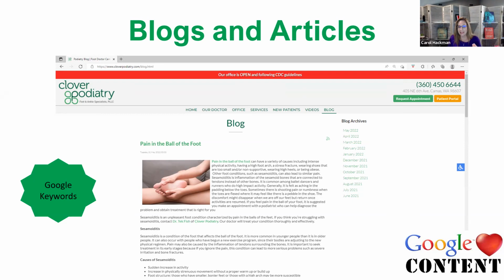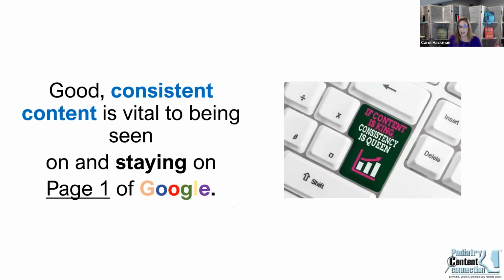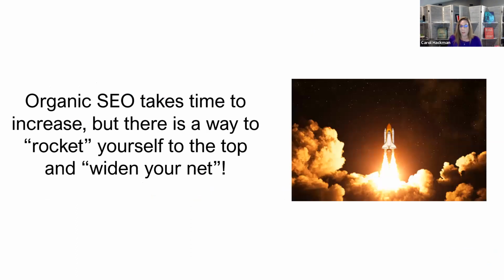Google loves that consistent content. Content is king, as Bill Gates said, but consistency, they say, is queen. So they need to be together to help rise you to the top and stay on page 1 of Google. But organic SEO takes time and can only take you so far. One way to rocket yourself to the top really quickly. And also you can widen your net.